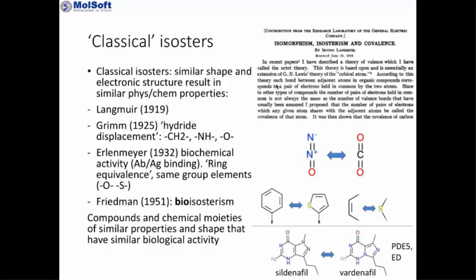Irving Langmuir proposed this idea that if you have a pair of molecules that share covalent topology and electronic structure, they should have similar physical-chemical properties. And then a number of people expanded that notion, and Alan Meyer started to look at biochemical properties and activities, and the concept gained use in medicinal chemistry.